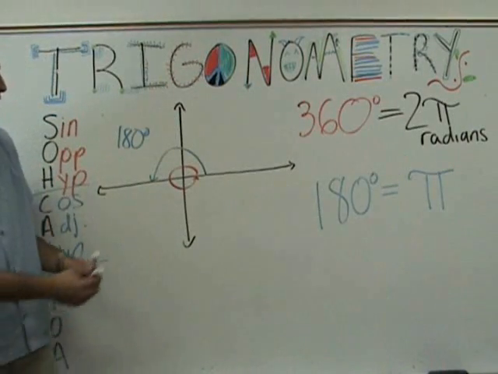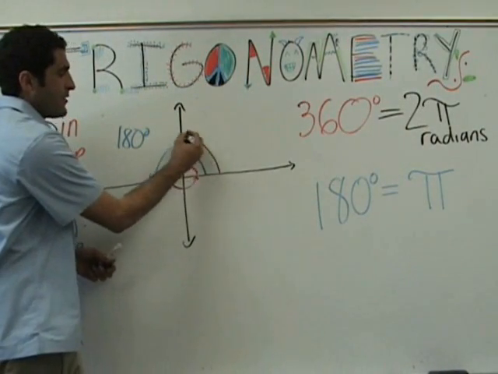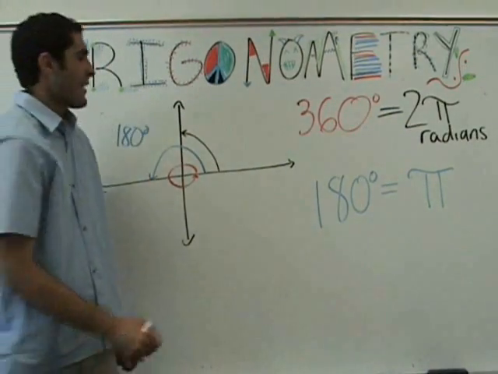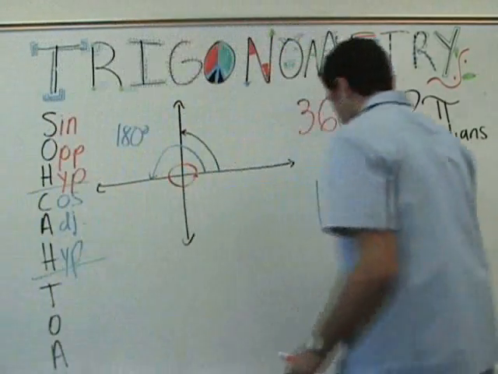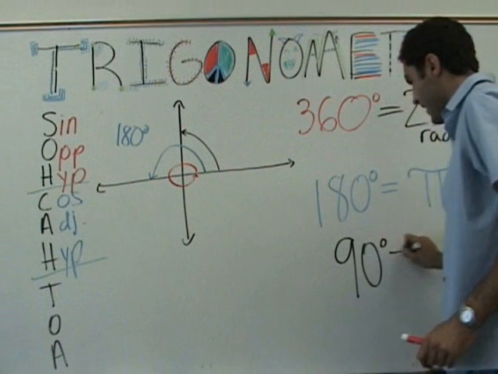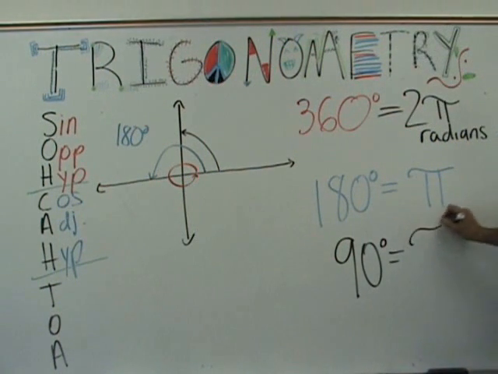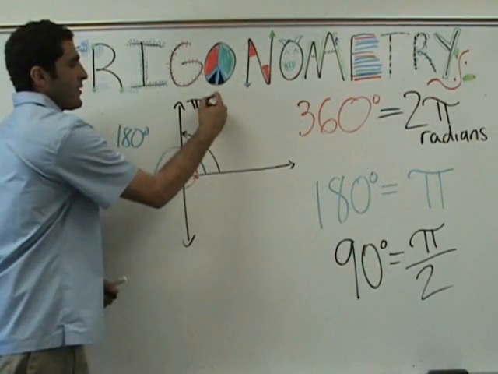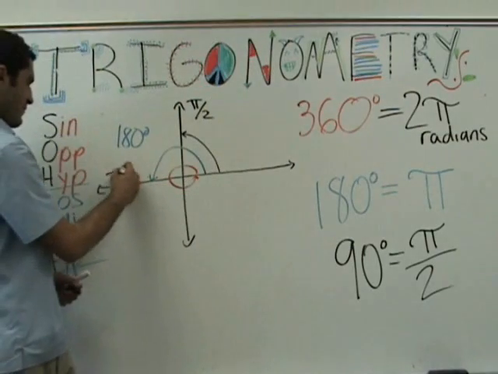So what about a quarter revolution? How far is that? How many degrees? 90. Yeah, that's right. So this is 90 degrees. And half pi we call pi over 2. So let's mark up your graph. Pi over 2. Pi.